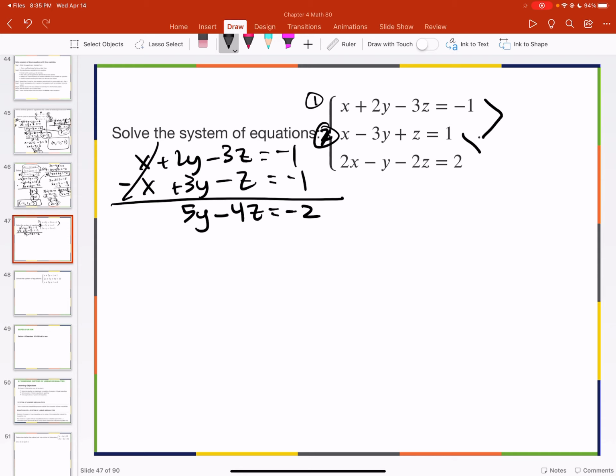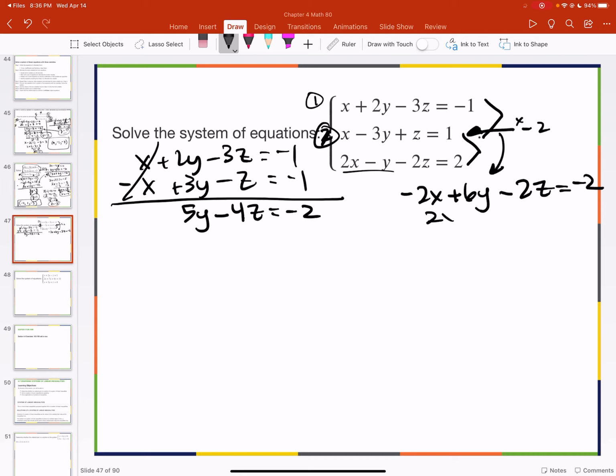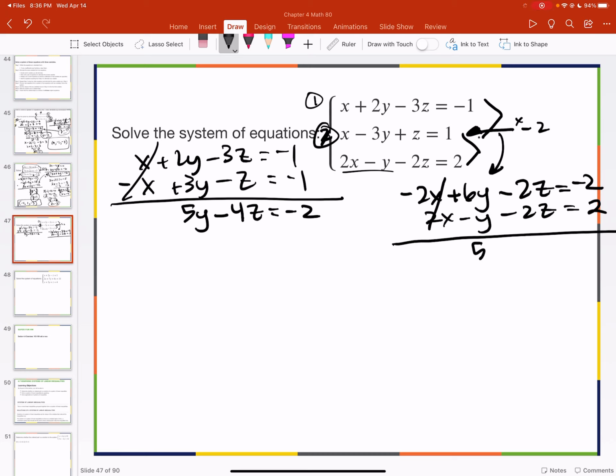Now I'm going to take these two and cancel out the x so I can get something in y and z. I'm going to multiply the second one by a negative 2 so that I can cancel out the x's. I get negative 2x plus 6y minus 2z is equal to negative 2. So I multiplied everything by negative 2. Then I'm going to rewrite the third one, 2x minus y minus 2z is equal to 2. Combining, this cancels out. I get 5y minus 4z is equal to 0.